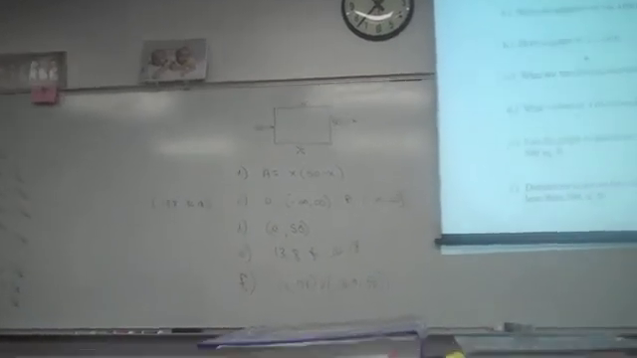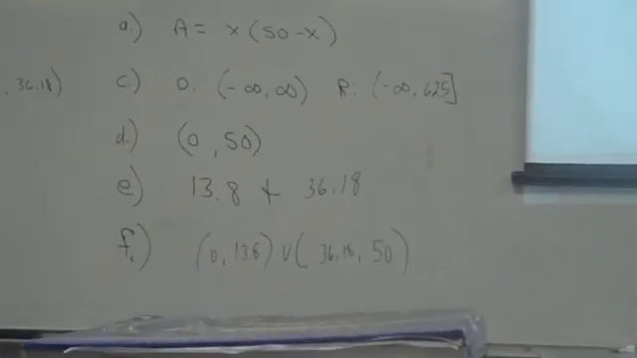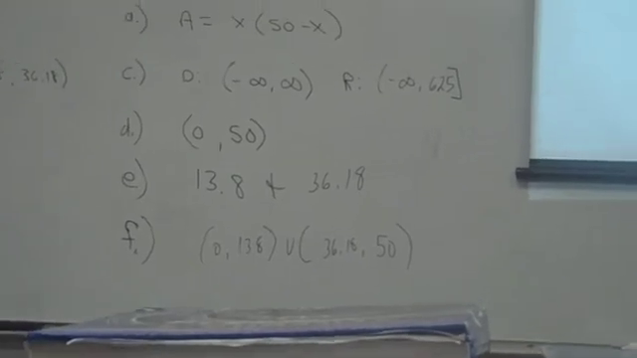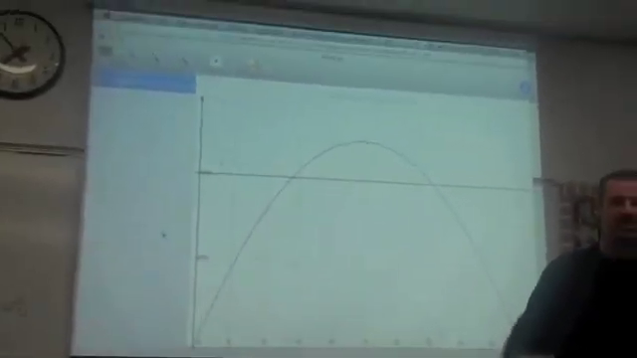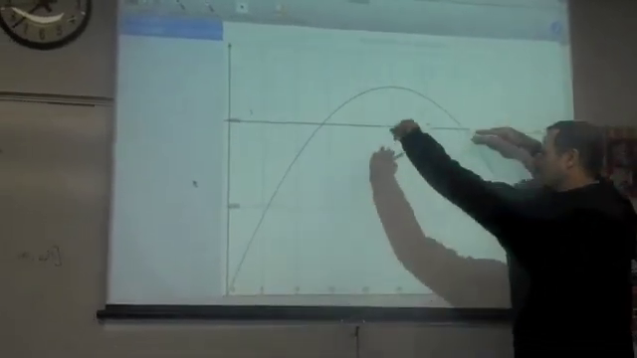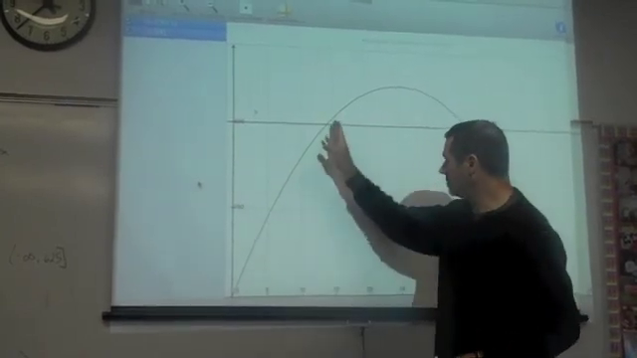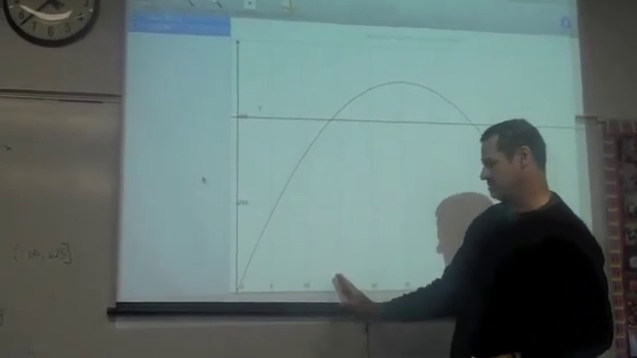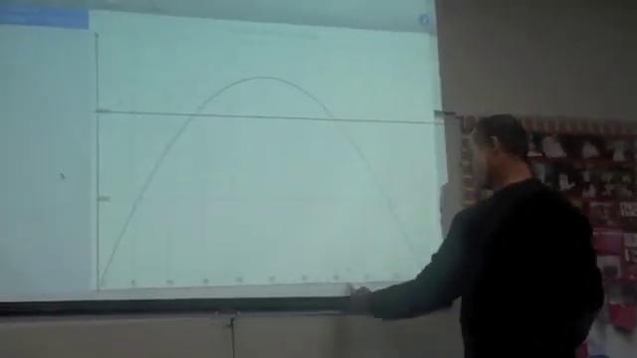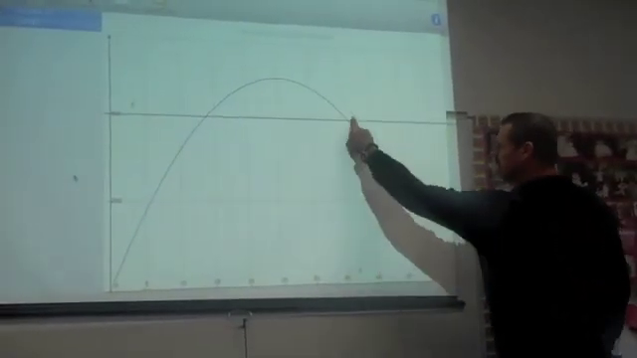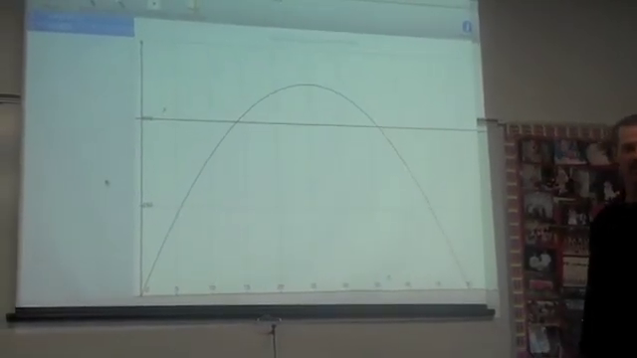Let me go back to the graph. Okay. This line is 500, right? We all agree? So it says, what values would give us an area less than 500? Be everything less than this line. So 0 to 13.8 right here gives you all this that's less than that line. From 36.18 to 50 right here gives you all this that's less than that line.